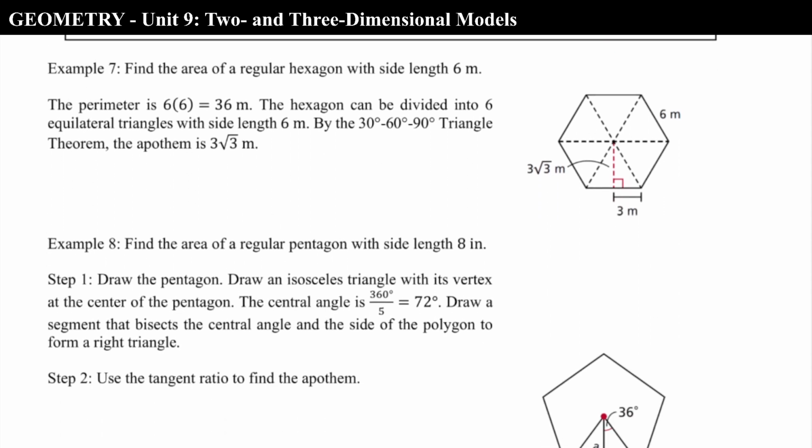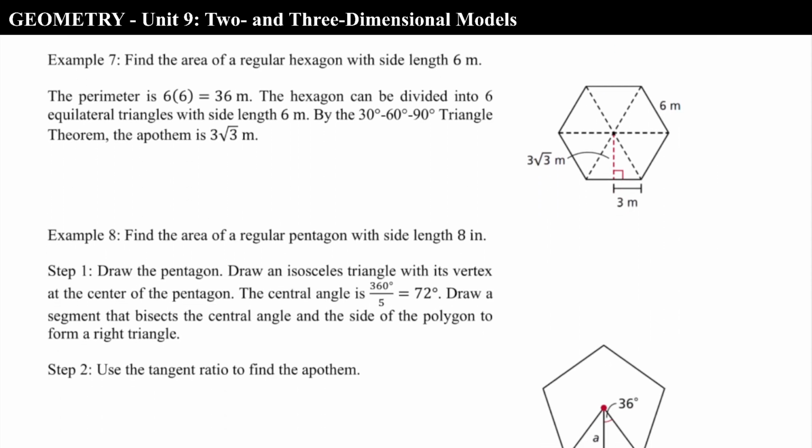So let's do a couple of examples. Find the area of a regular hexagon with side length of 6 meters. Well, we have to do a little bit of figuring. To find the apothem, you have to use some of your triangle knowledge. Split your isosceles triangle into 2 30-60-90 triangles. You know the short leg is 3, so your long leg is going to be 3 square root of 3. This goes back to things that we did in our triangle units. So the apothem is 3 square root of 3.